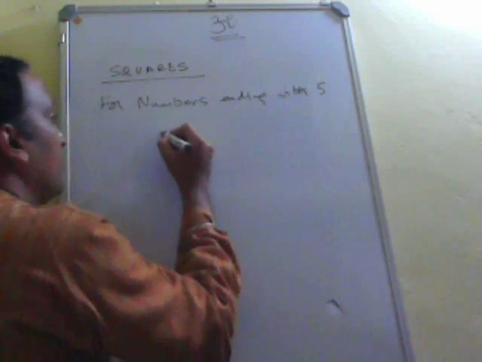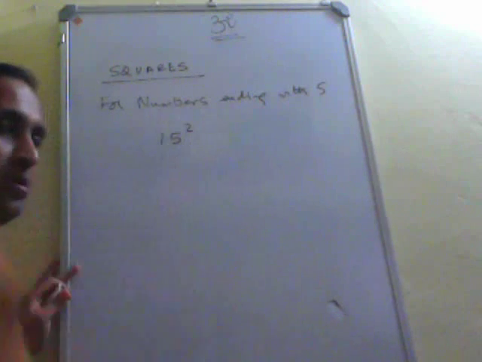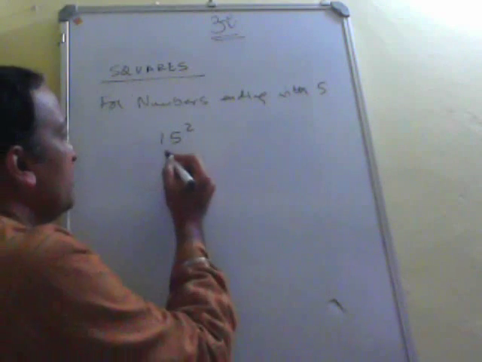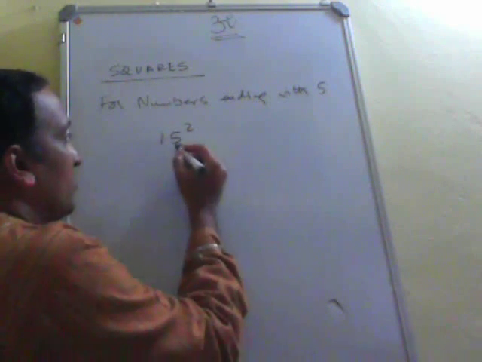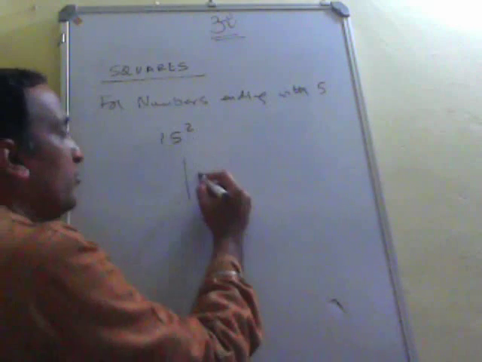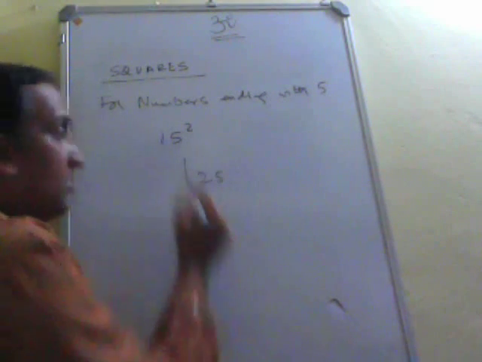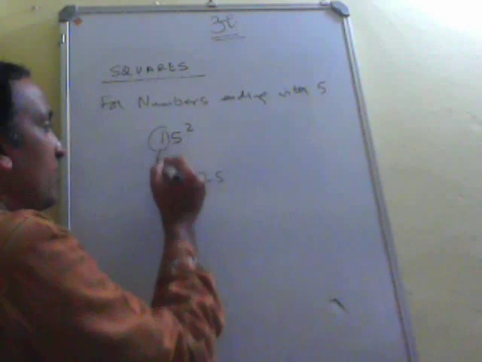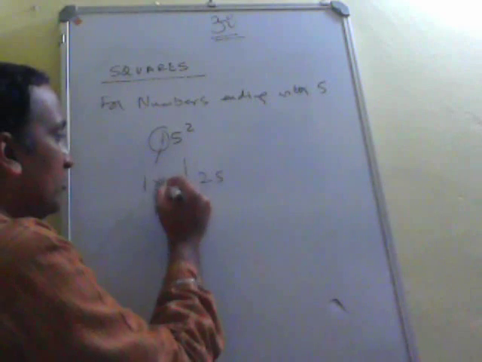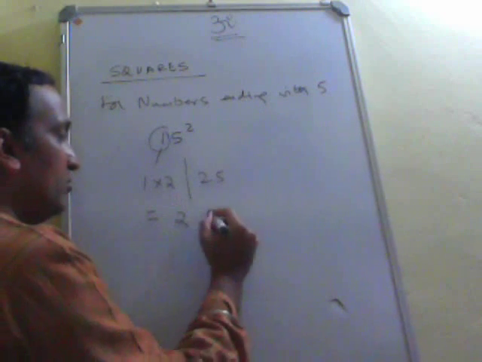For example, 15 square. For this, one easy way is: you put a line, put 25 on this side, take the first number, and add 1 to it, so 2. Then 1 into 2 is 2. So 225.